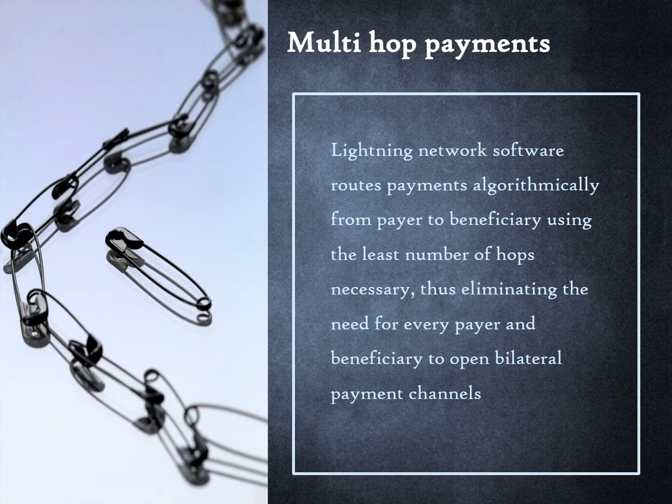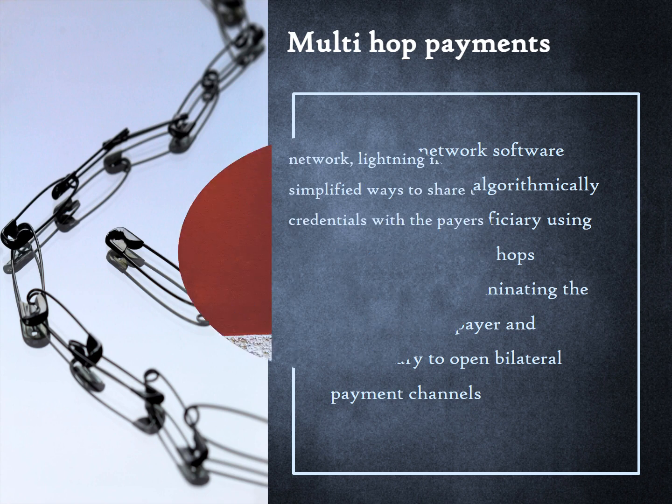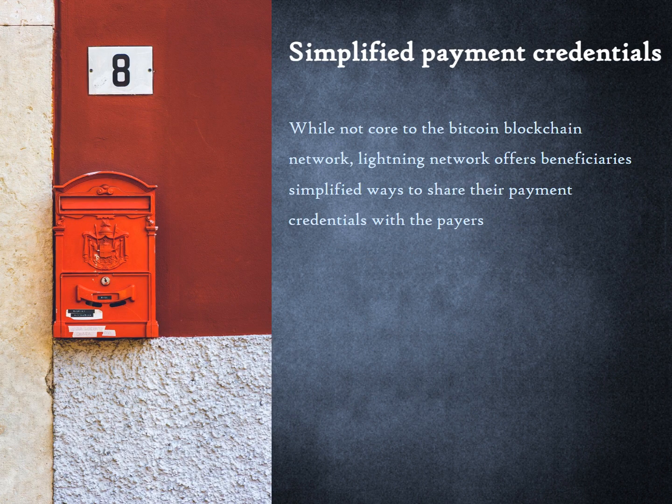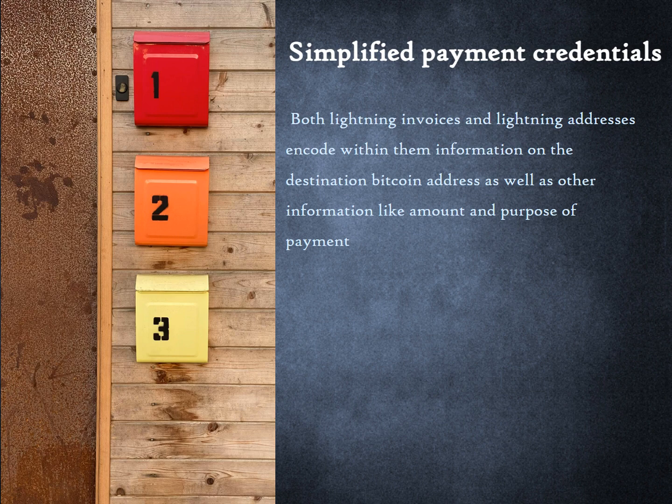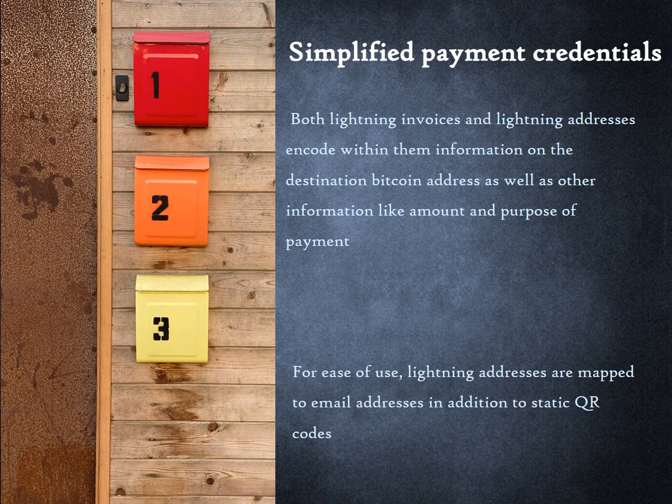Since it is not scalable for everyone to open joint accounts with each other, Lightning Network software routes payments algorithmically from payer to beneficiary using the least number of hops necessary. While not core to the Bitcoin blockchain network, Lightning Network offers beneficiaries simplified ways to share their payment credentials with the payers. These payment credentials include single-use Lightning invoice identifiers symbolized in dynamic QR codes and multi-use Lightning addresses symbolized in static QR codes. Both Lightning invoices and Lightning addresses encode within them information on the destination Bitcoin address as well as other information like amount and purpose of payment. For ease of use, Lightning addresses are mapped to email addresses in addition to static QR codes.